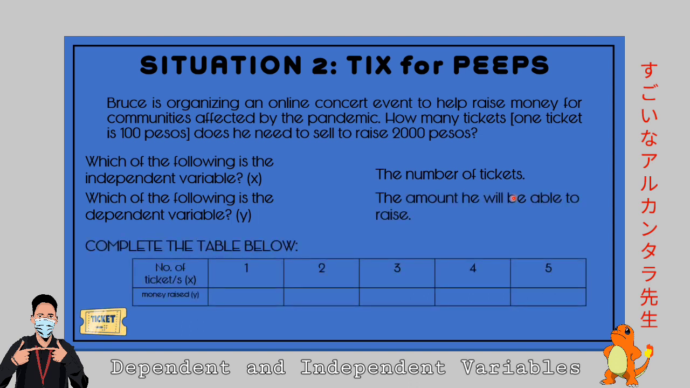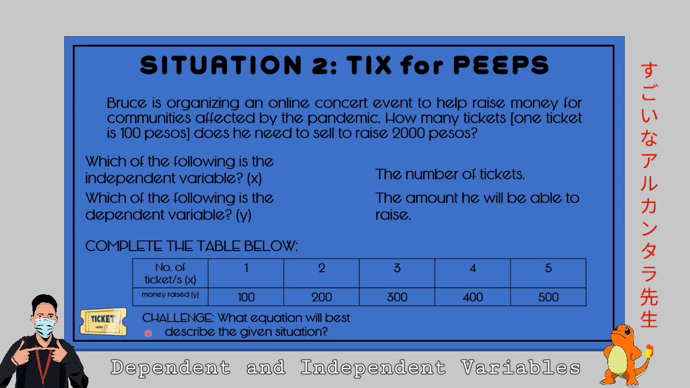So again, let's try to complete a table. In this case, again, it's noted there that one ticket is 100 pesos. So if you sold one, you'll get 100. Sold two, you get 200. 3, 300. 4, 400. And if you get 5 sold, that will be 500. So in that case, just like earlier, the pattern that we can find is that we can use the equation y is equal to x.